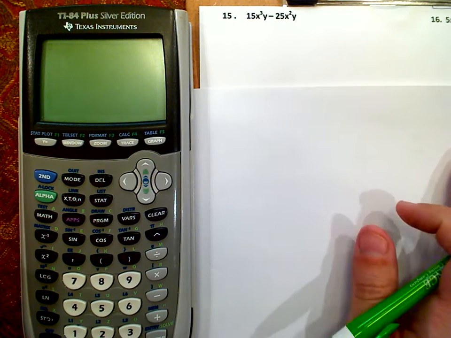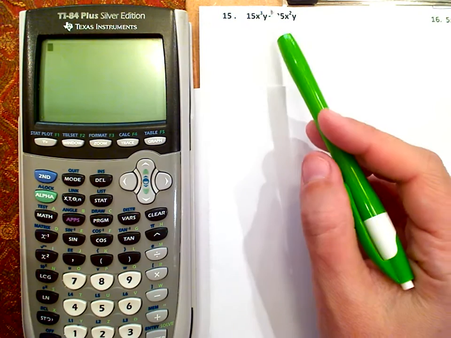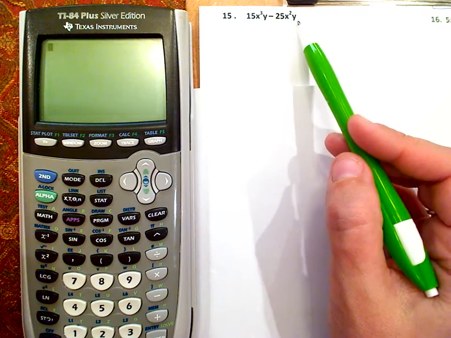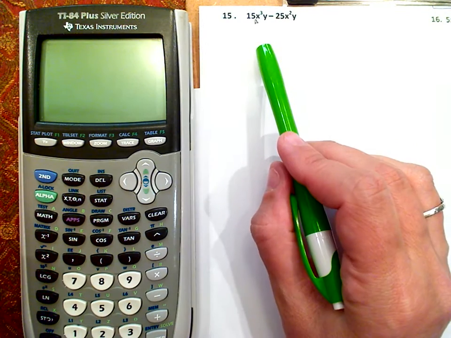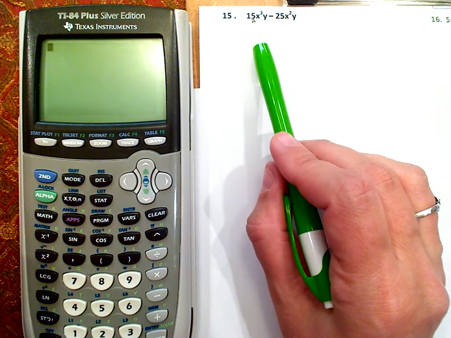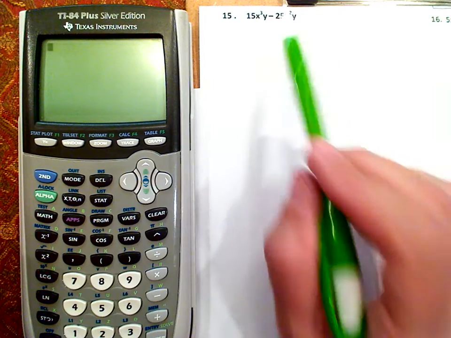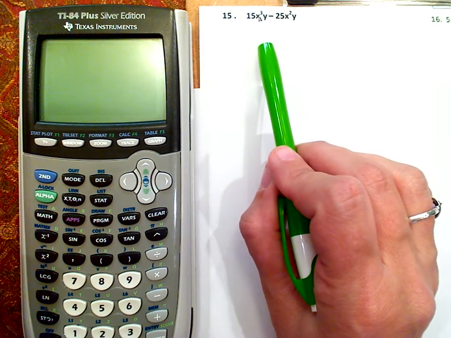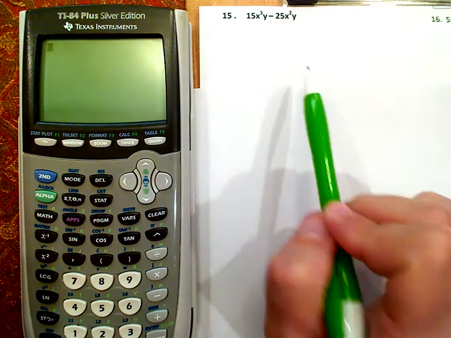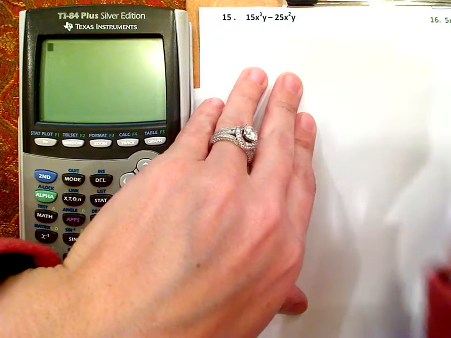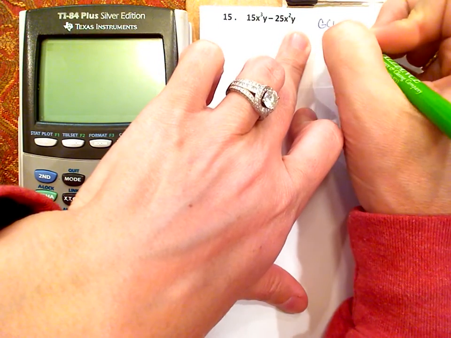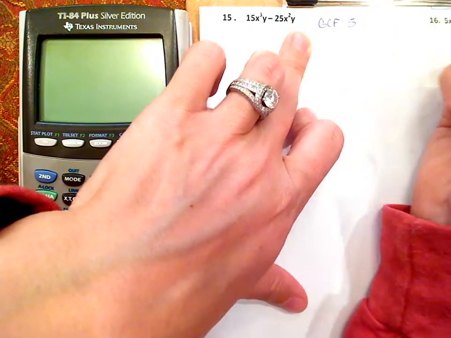Number 15. 15x to the third y minus 25x to the second y. Notice that these are both have factors of 5. And then they both have x's and they both have y's. So the GCF for number 15 is going to contain a 5.